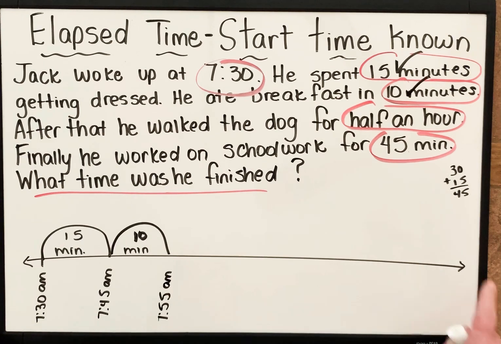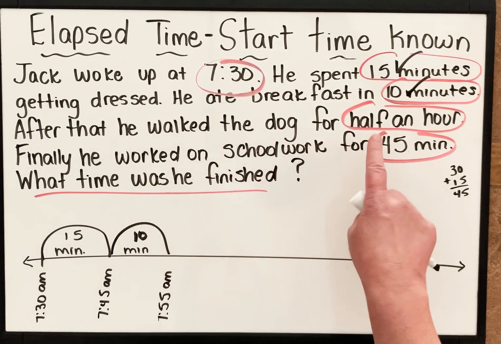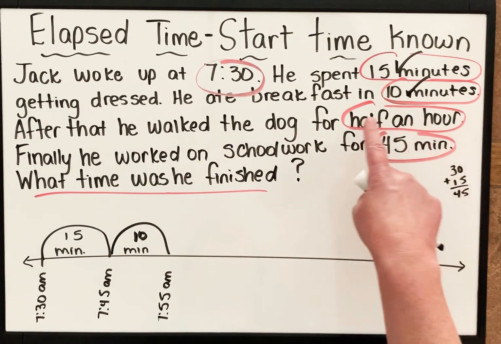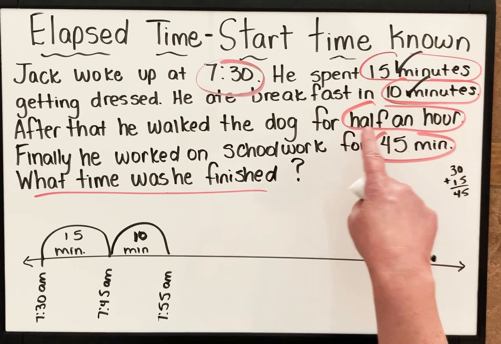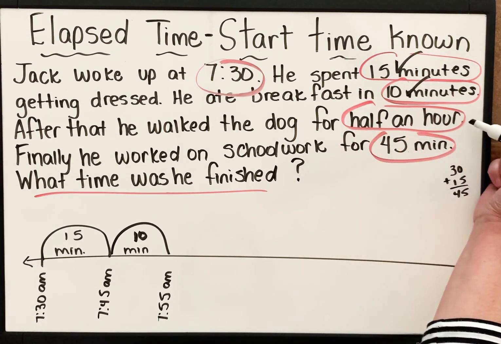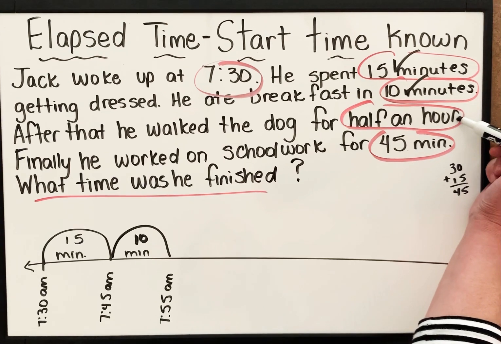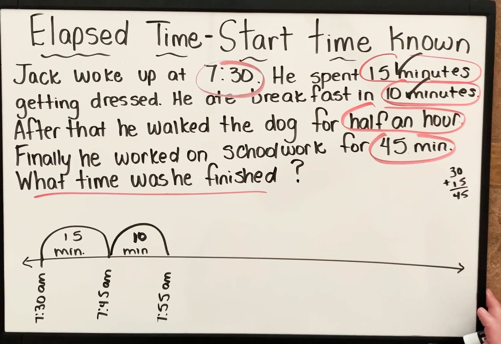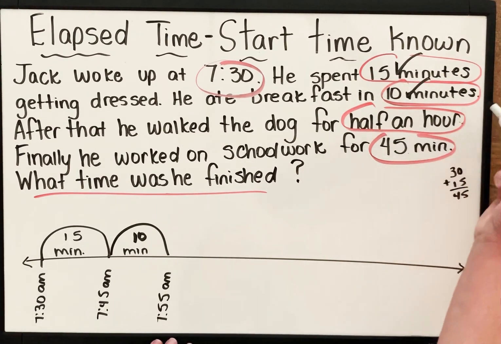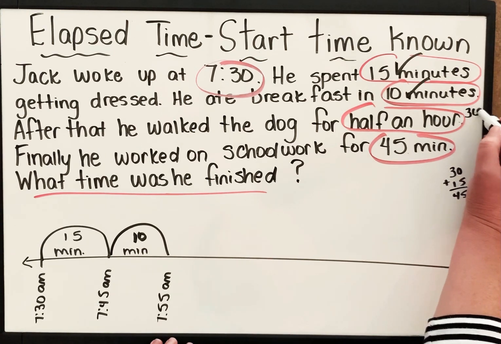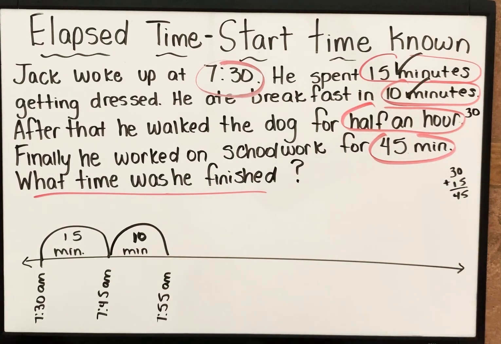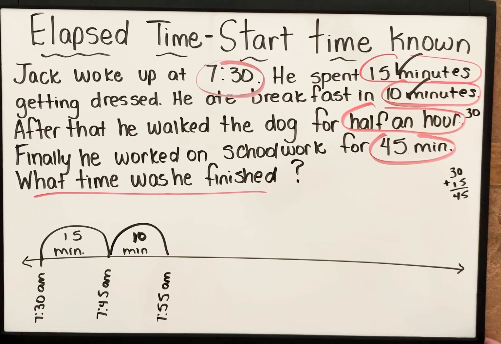Now my next time says he walked the dog for half an hour. That doesn't give me a time, but I can figure this out. I know that 1 hour is 60 minutes. So half of 60 would be 30. So I want to add 30 minutes. Now, I'm looking at my time and I see that I'm at 7:55. That's only 5 minutes away from 8 o'clock.